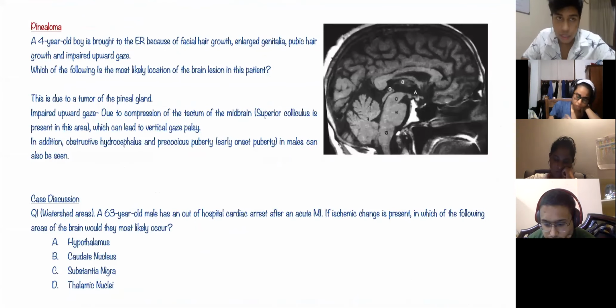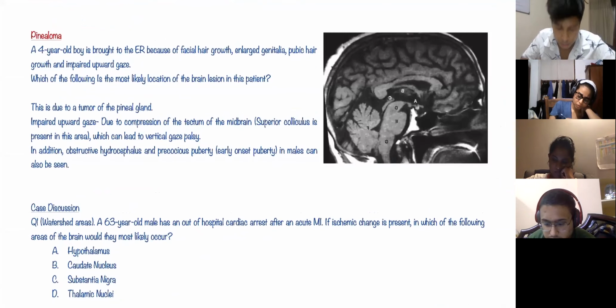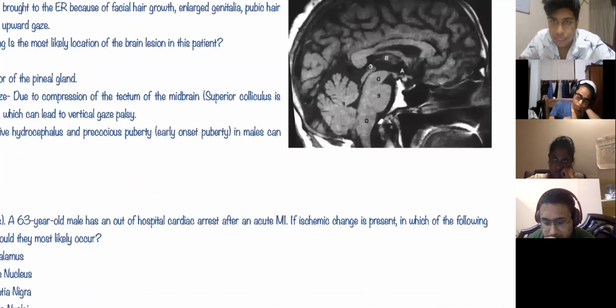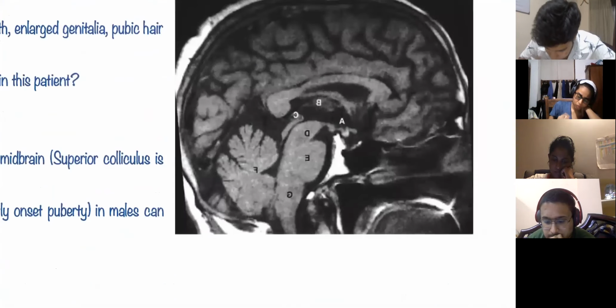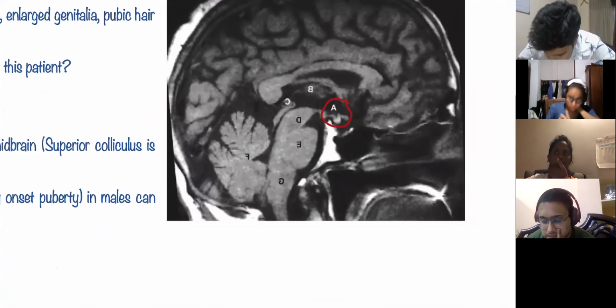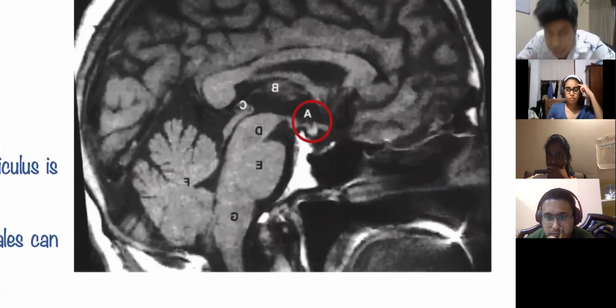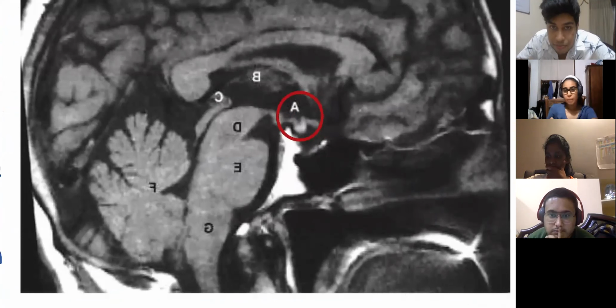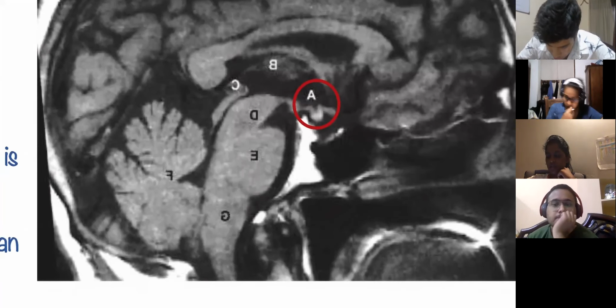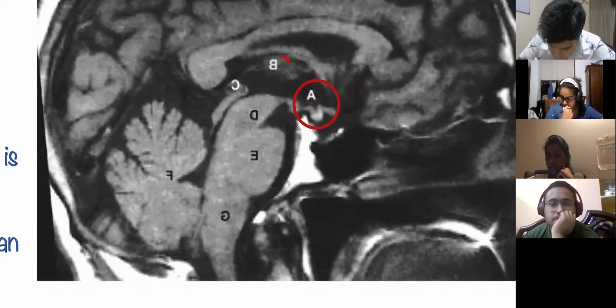Okay, let's go into the questions. If you have any other questions, you can ask me. So the pineal gland tumor, this CT scan. Can someone tell me what is this area? What is A? You can see. Someone tell me. Pituitary. Yes. Pituitary hypothalamus area. Okay. Now, what is B?